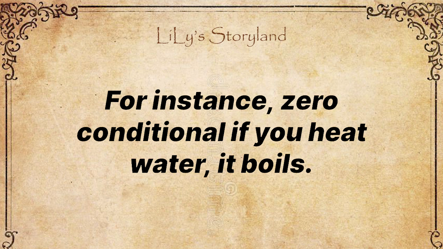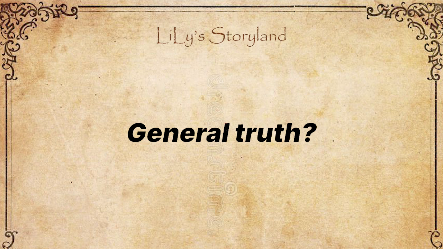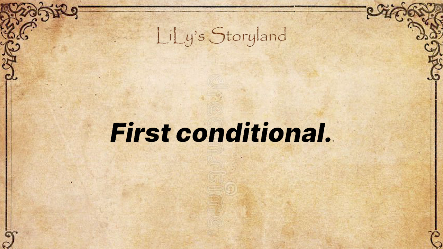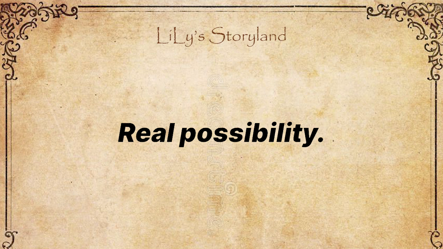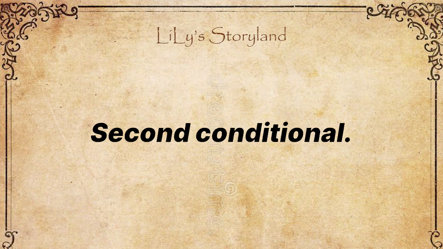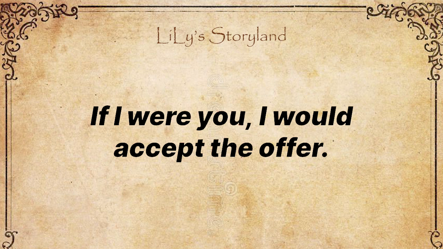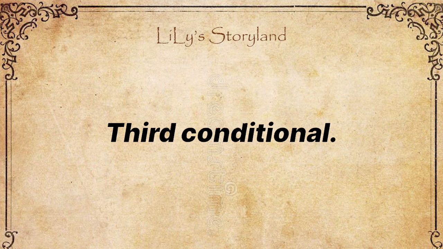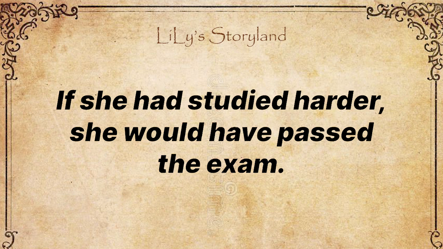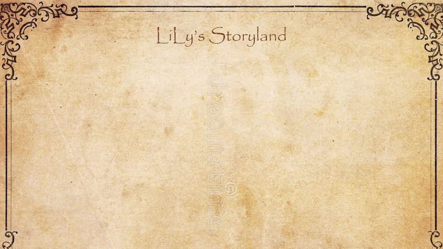For instance, 0 conditional: if you heat water, it boils. General truth. First conditional: if it rains tomorrow, we'll cancel the picnic. Real possibility. Second conditional: if I were you, I would accept the offer. Hypothetical situation. Third conditional: if she had studied harder, she would have passed the exam. Past hypothetical.